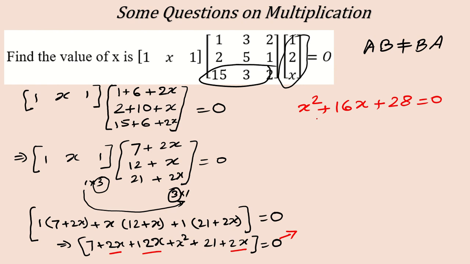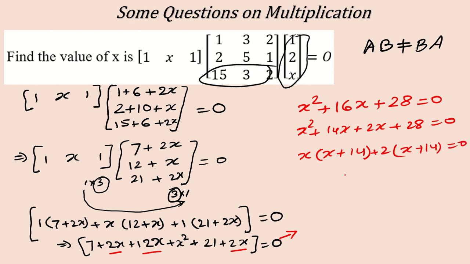Okay, now by splitting the middle term we can factorize it. So it will be 14 times 2, 28. And for splitting the middle term, I made another video. If you have any confusion, you can see that video. Okay, so x square plus 14x plus 2x plus 28 is equal to 0. x can be taken common. So x plus 14, plus 2 can be taken common, x plus 14 equals 0.